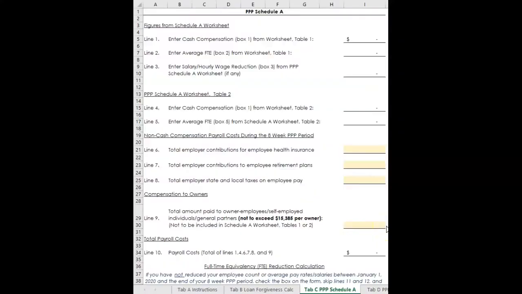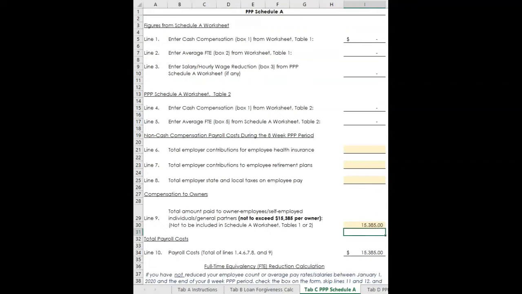Now let's get into the forms. Let's start with tab C because two numbers from this screen will flow to your tab B in order to complete your calculation. Here on tab C, we need to report your compensation on line 9. For those of you whose net profit from self-employment last year was greater than $100,000, your maximum amount to be recorded here is $15,385. That is the 8-week equivalent of $100,000, which is the cap for the purposes of the PPP.